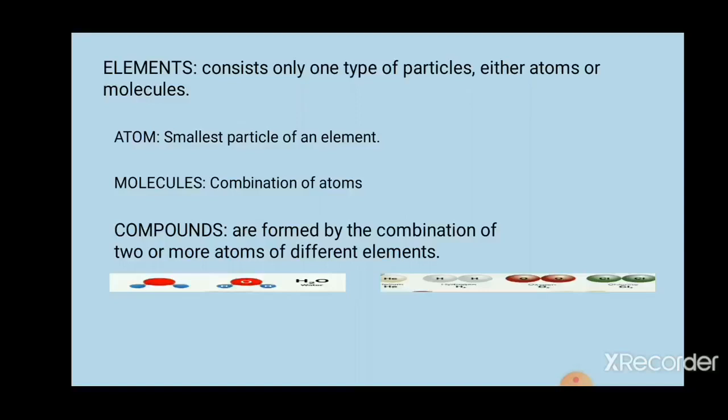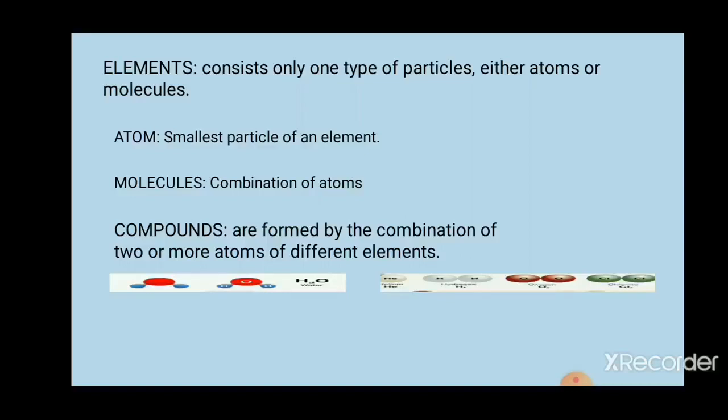I hope you understood the difference between elements, atoms and molecules. Okay, now one more type, it is compounds. Now, what are compounds? Compounds are formed by the combination of two or more atoms of different elements. So underline that: two or more atoms of different elements. Now find out the difference between molecules and compounds.